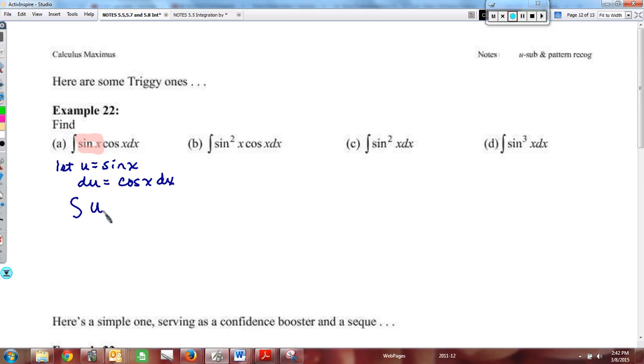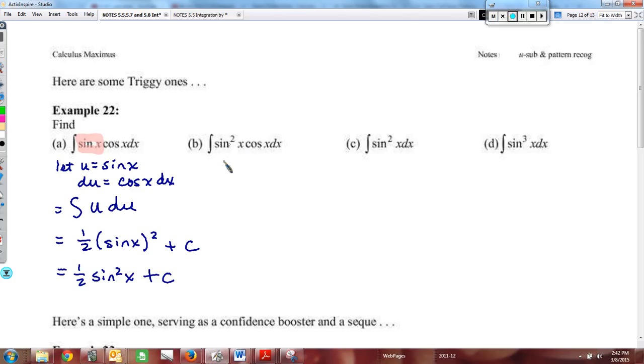So I'm really integrating u du, which is a power rule problem, so we end up with the antiderivative of u, which would be 1/2 u squared, sine of x squared plus c, or 1/2 sine squared of x plus c. So that was a standard 5.5 section power rule problem.